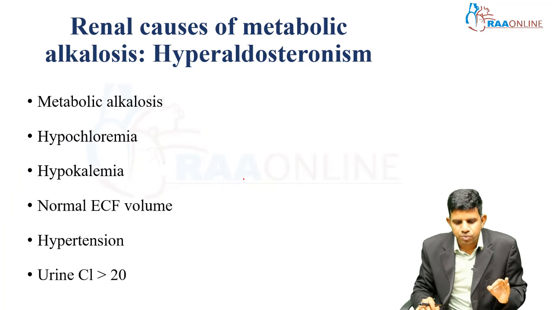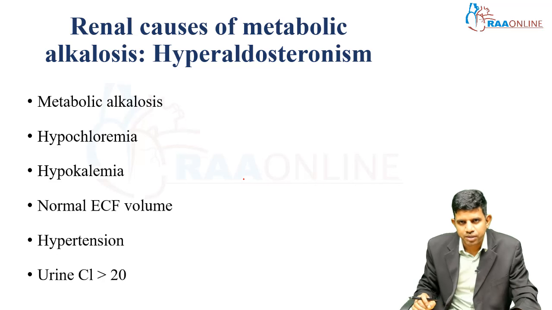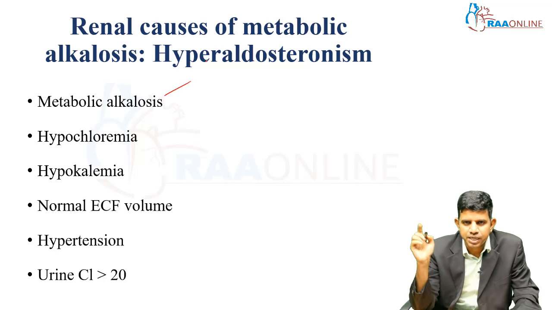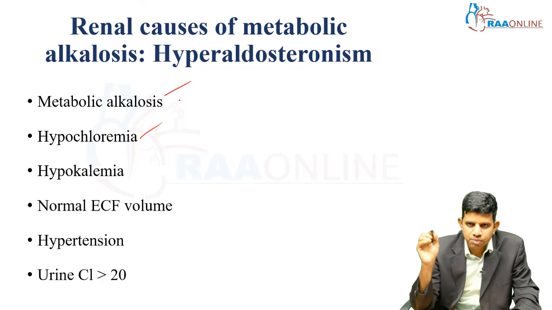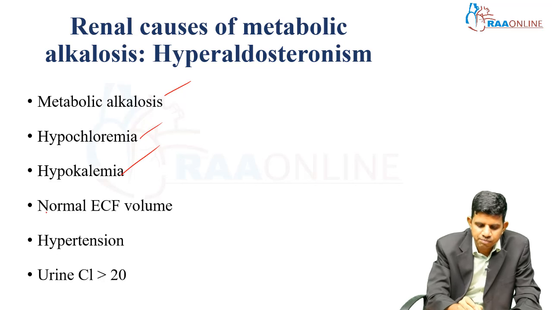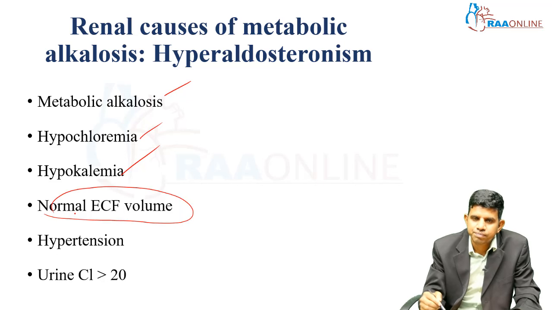Okay. Next, how will the clinical picture present in a patient with metabolic alkalosis caused by hyperaldosteronism? I already told you. In any metabolic alkalosis, the patient's pH will be more than 7.45 and bicarbonate more than 24. Second, all metabolic alkalosis is associated with hypochloremia, too, and all metabolic alkalosis is associated with hypokalemia. The ECF volume will be normal or high.